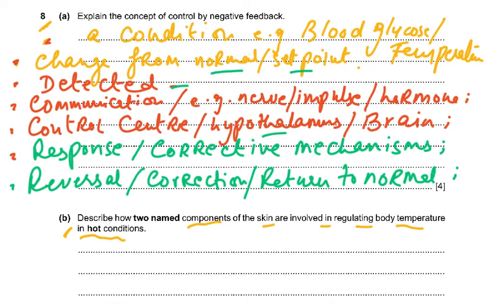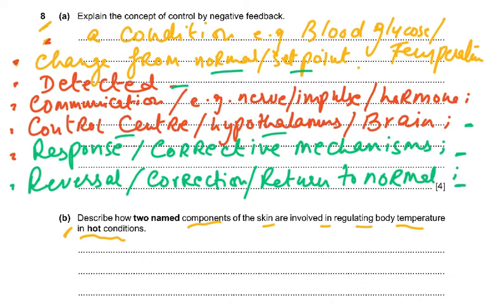So it's going to circulate in the blood, or it is going to be a nerve impulse, or some way it is going to be communicated to the coordinator. So the control center or the hypothalamus or the brain is also the coordinator. So hypothalamus, brain, coordinator, control center, any of these words you can use here. This will result in a corrective mechanism or a response.